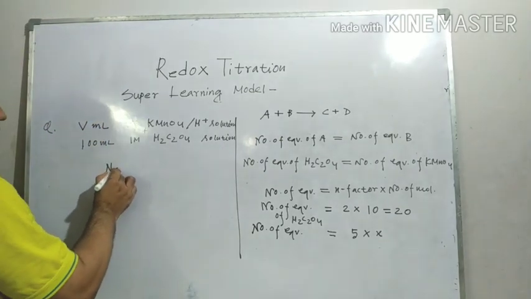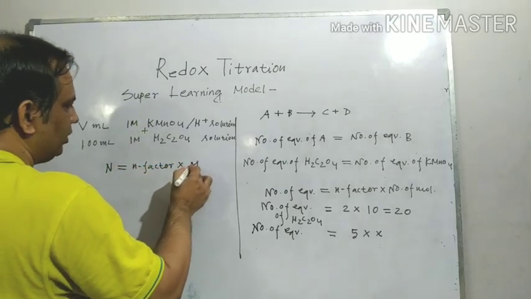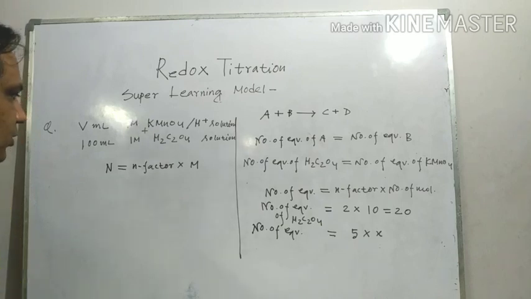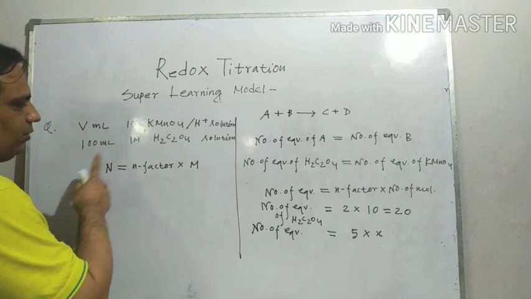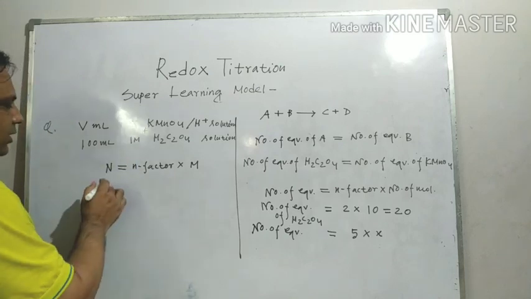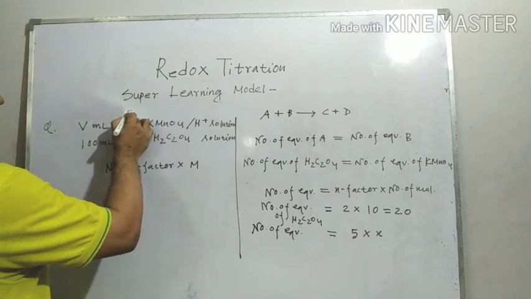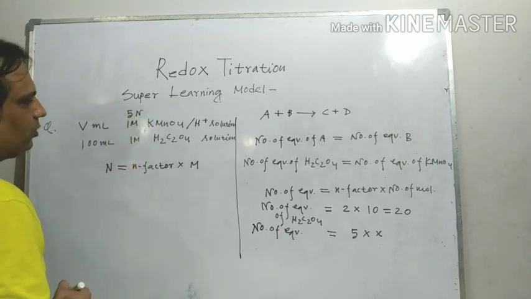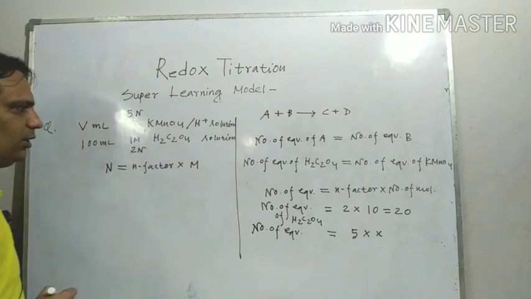And now you know that normality equals N factor into molarity. You know that molarity basically means number of moles of solute dissolved in 1 liter of solution. So a similar type of relation is there between normality and molarity, like the number of equivalents and moles. So what is the normality of KMnO4? Here the N factor is 5. So the normality of KMnO4 is 5 normal. Now what is the normality for oxalic acid solution? Again the N factor is 2. So here it will be 2 normal.